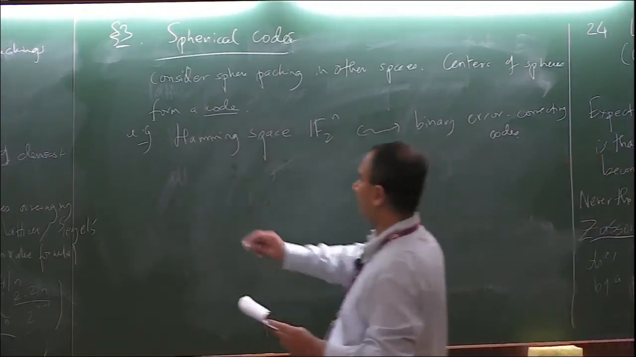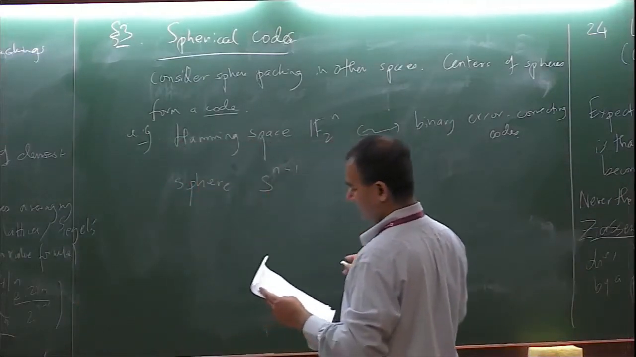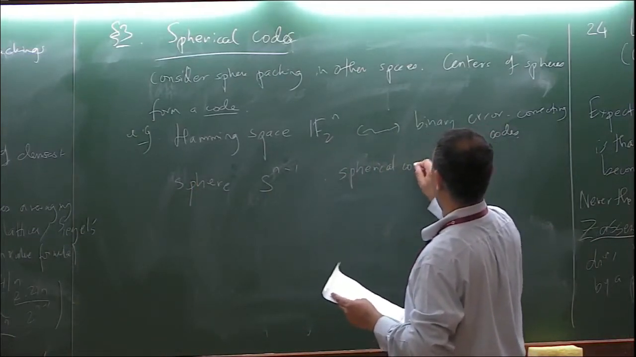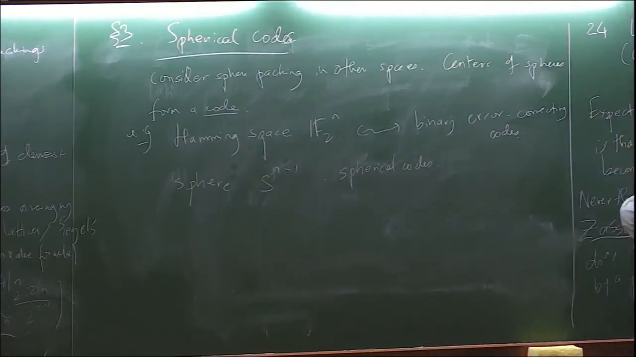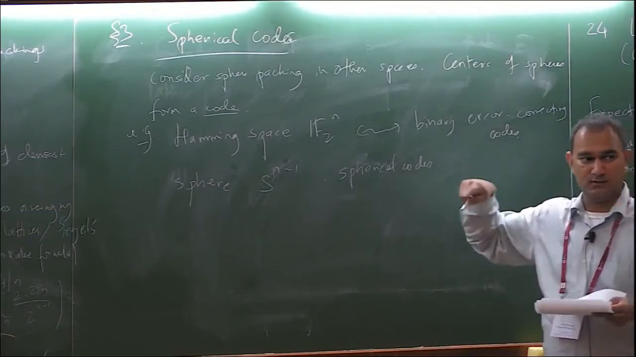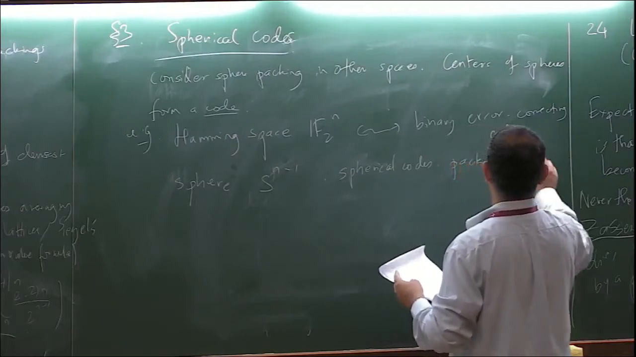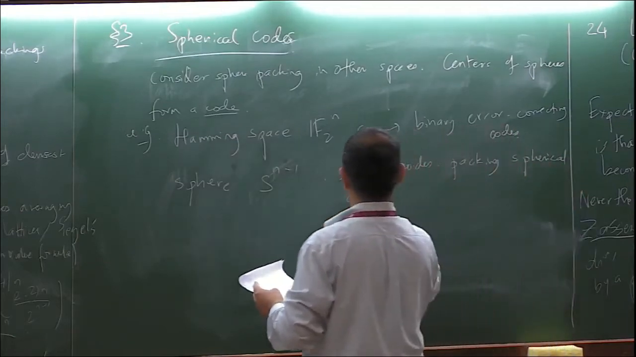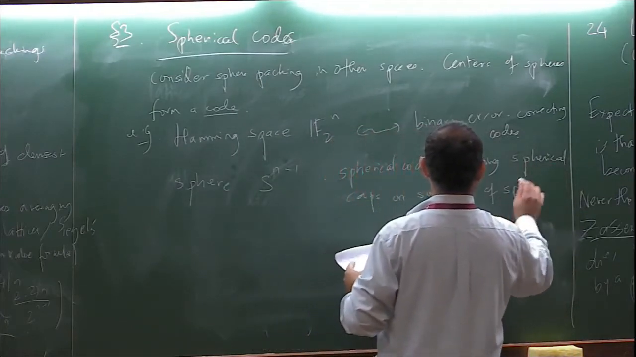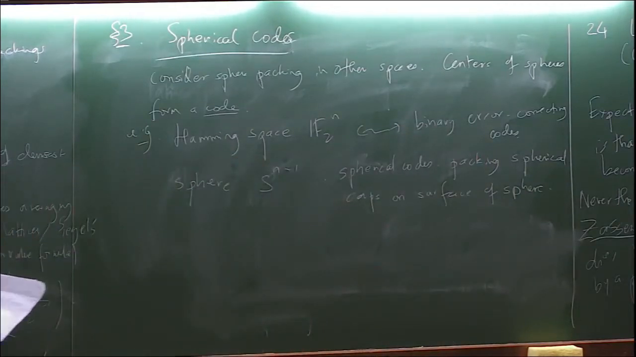And similarly, you can have codes on the sphere S^(n-1) in R^n. So this is the problem of spherical codes. You can also think of them as packing spherical caps on the surface of a sphere. So for each point in the code, you draw a spherical cap. And you can consider coding in other compact spaces or non-compact spaces.